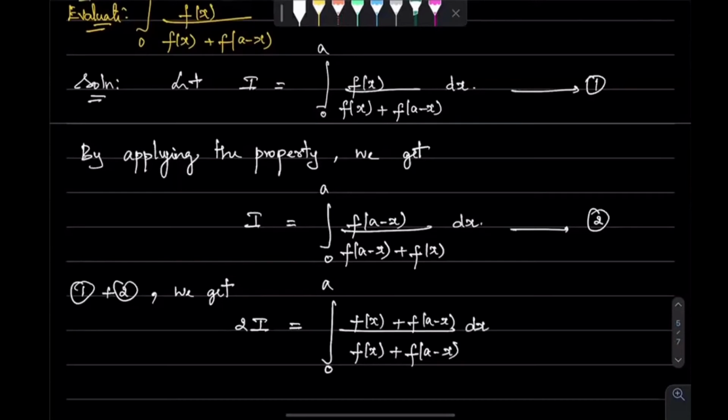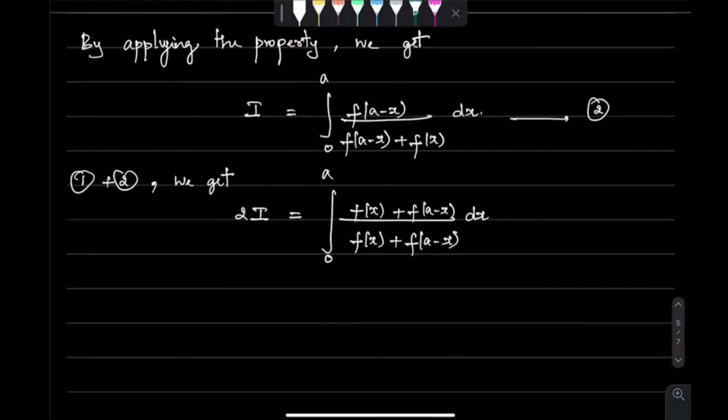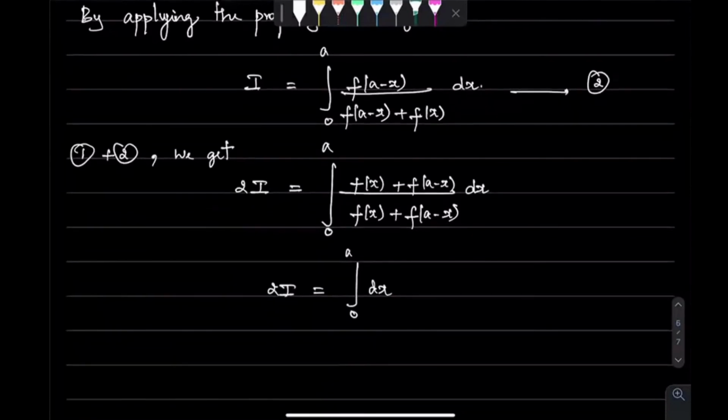Into dx. So what is your 2I? 2I is integral 0 to a, you get only dx, which is equal to x from 0 to a. So your I is equal to, what's the answer? a by 2. a by 2. This we did already.